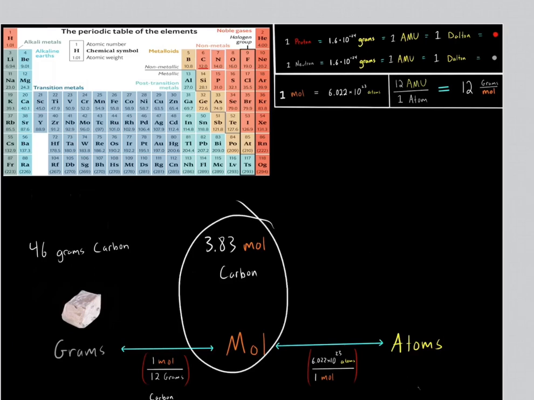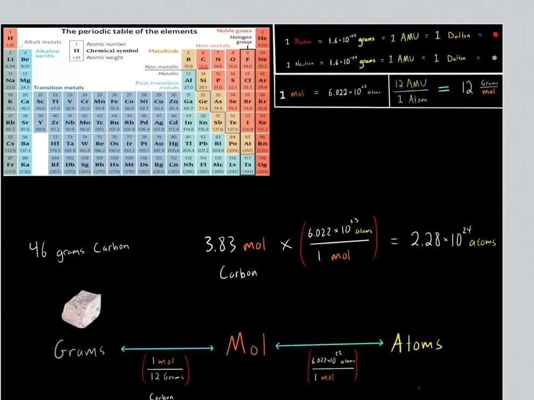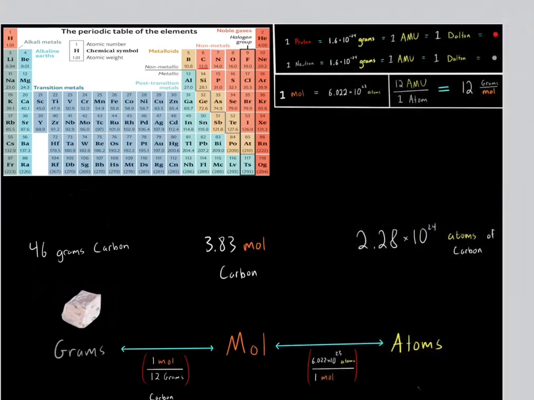So now that we know how many moles of carbon we have, how many actual atoms of carbon do we have? Well, again, we know the conversion factor from moles to atoms. We know there's 1 mole for 6.022 times 10 to 23 atoms. That's the conversion factor, which again, we already explained earlier. So using that conversion factor, we just multiply by it. So the moles cancel and we're left with atoms. So now we get our answer in units of atoms. And again, if we do the math, we get 2.28 times 10 to the 24 atoms. So now we know if you have 46 grams of carbon, you have this many atoms of carbon.